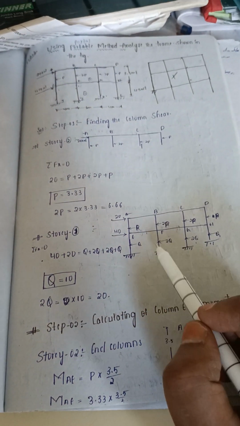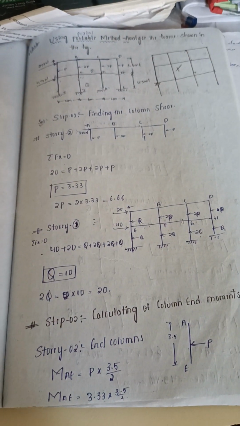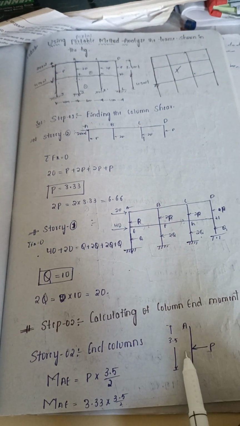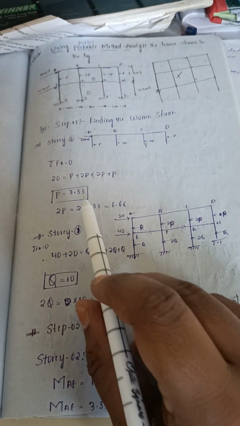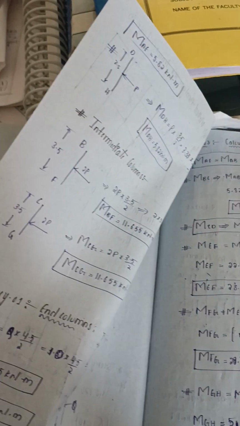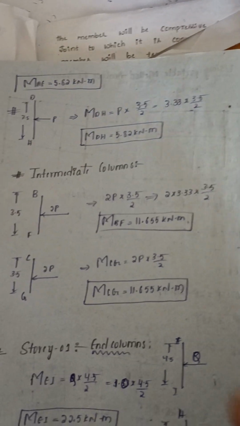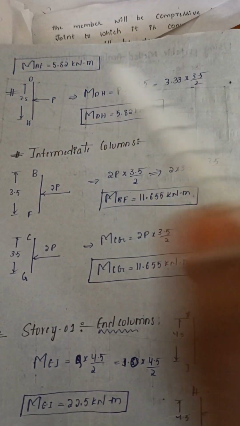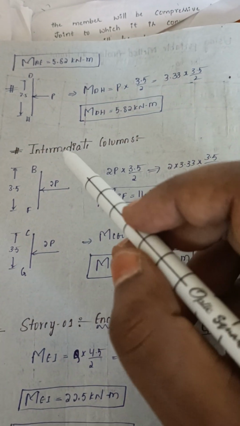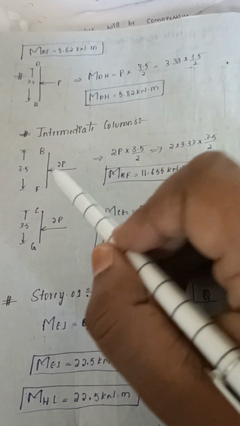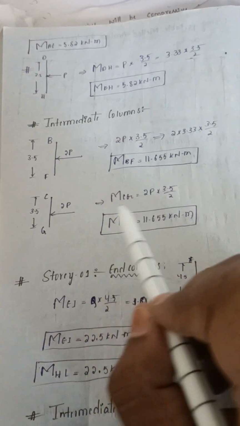Yes, next for BF. So for MAE it is P into 3.5 by 2. P is 3.33 we have found in this step, so we need to substitute. So we have got the value of MAE as 5.52 kN per meter. Next DH, if you take DH, so force into perpendicular distance. So for all the columns it is the same. For intermediate columns, the force is 2P, therefore 2P into 3.5 by 2, 2P into 3.5 by 2.